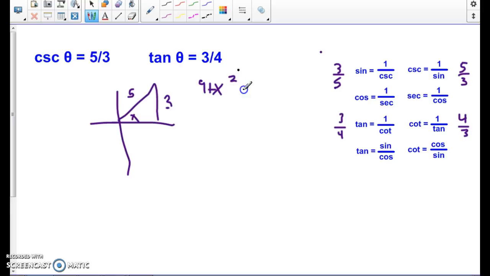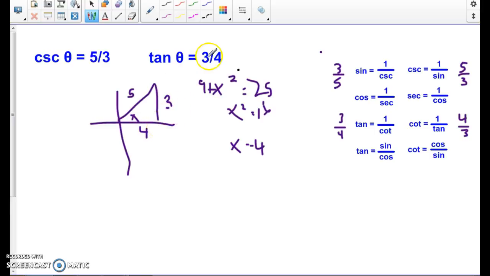Now I can solve for x squared by subtracting 9 from both sides. X squared equals 16. So therefore, if x squared equals 16, x equals 4. So since x equals 4, I can label it here. Please watch your signs. You've got to make sure, should this be a positive? Yes, it should be, because this is the positive x-axis, given the location of my triangle.